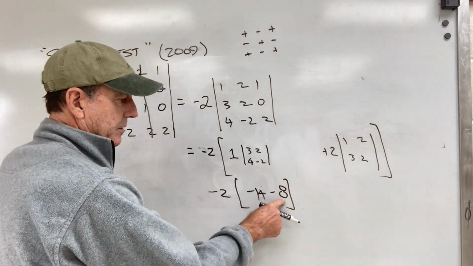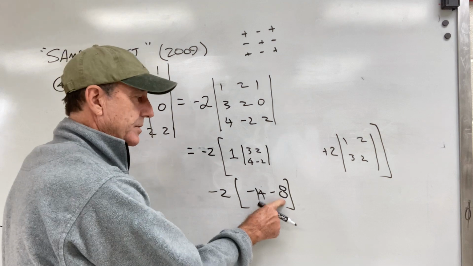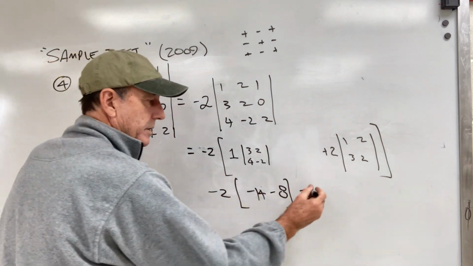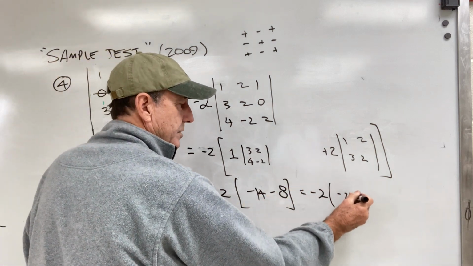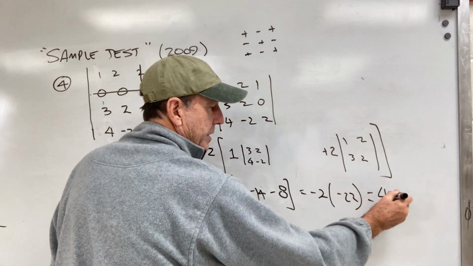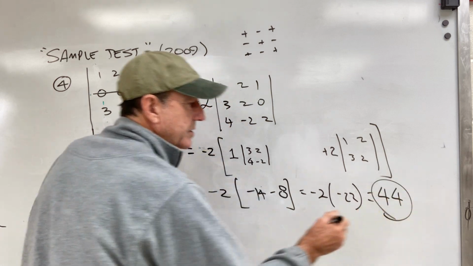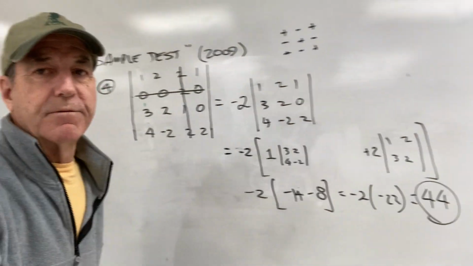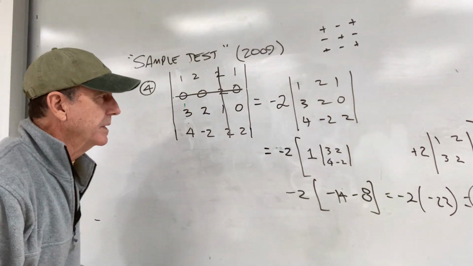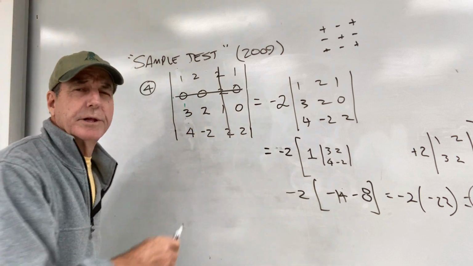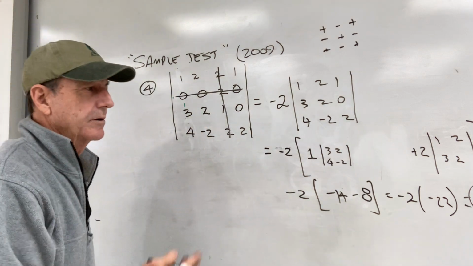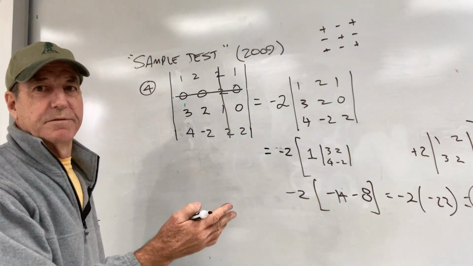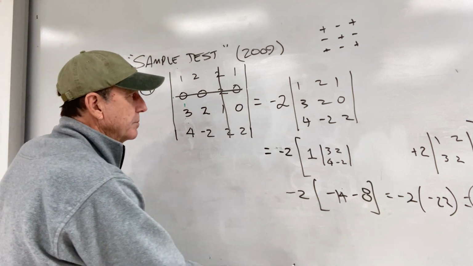Negative 14 take away negative 8 is negative 22. So negative 2 times negative 22 is 44. And that's the value of this original 4x4 determinant. It'd be interesting to go ahead and check that on the calculator if you wanted to. This was a non-calculator problem, but just to convince yourself that this does work, that would be legit.